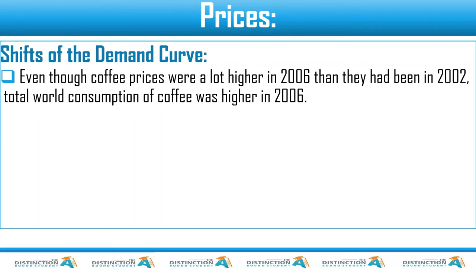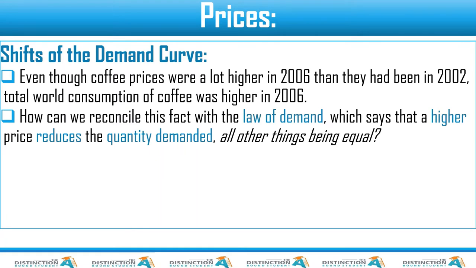Even though coffee prices were a lot higher in 2006, I'm going to show you a demand schedule for a different year than 2006. The one we used in the previous lesson is the 2002 one. Like I said, it's the same one that we're going to use, but now we want to look at the demand curve for 2002 and the demand curve for 2006. However, prices changed. In the long term, prices tend to go up due to many factors, and we call that inflation, which is a general increase in the level of prices. So how can we reconcile this with the law of demand we talked about in the previous lesson, which says that a higher price reduces quantity demanded?